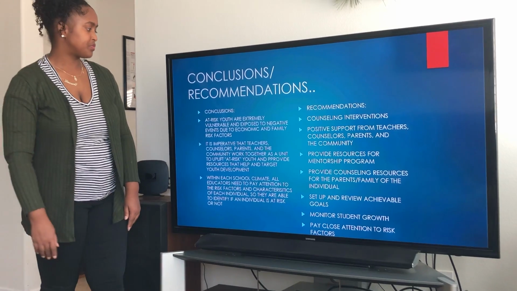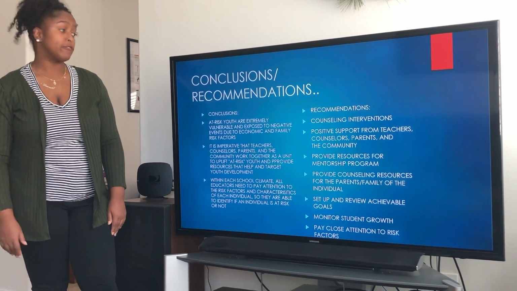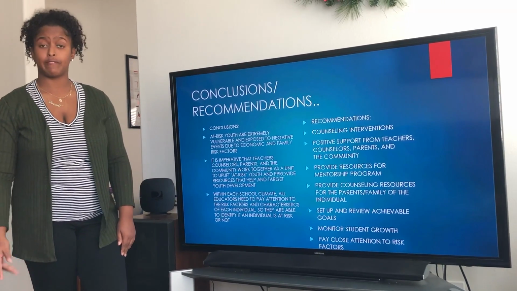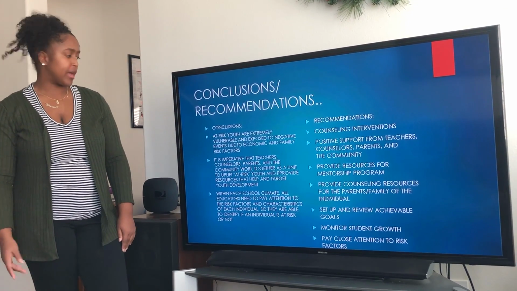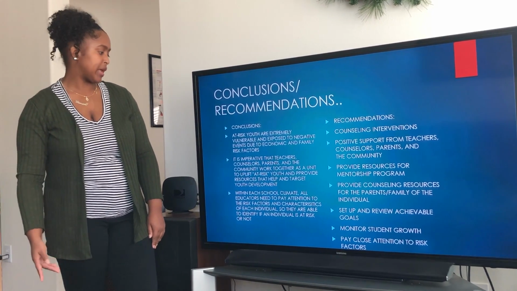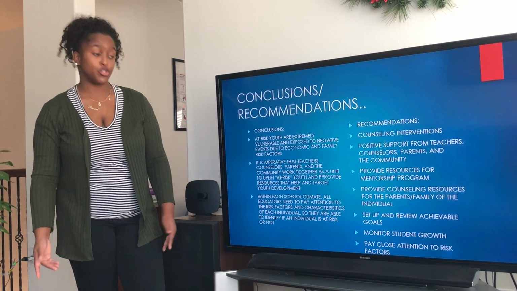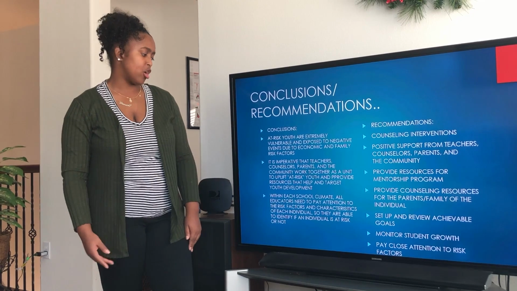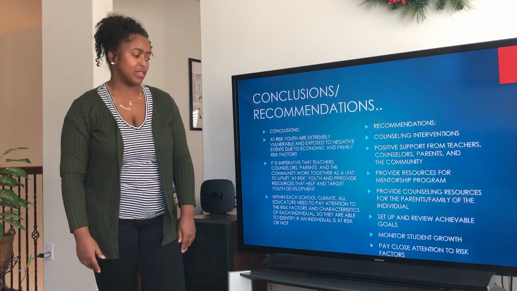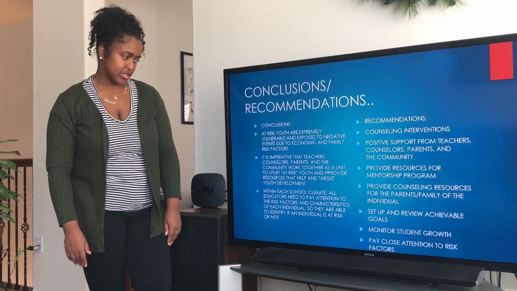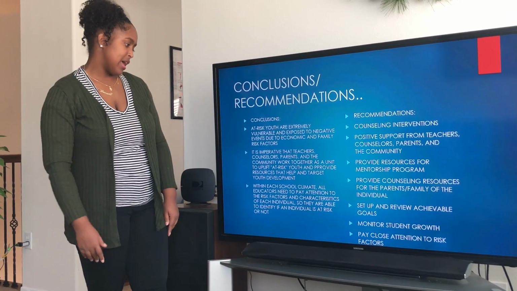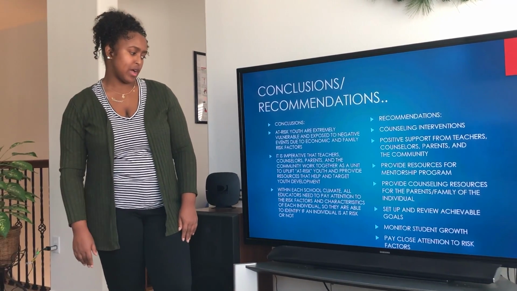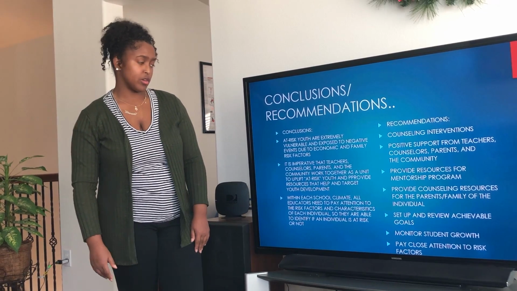In conclusion, at-risk youth are extremely vulnerable and exposed to negative events due to economic, school, and family risk factors. It is imperative that teachers, counselors, parents, and the community work together as a unit to uplift at-risk youth and provide resources that help in targeted youth development. Within each school climate, all educators need to pay attention to the risk factors and characteristics of each individual so they are able to identify if an individual is at risk or not.